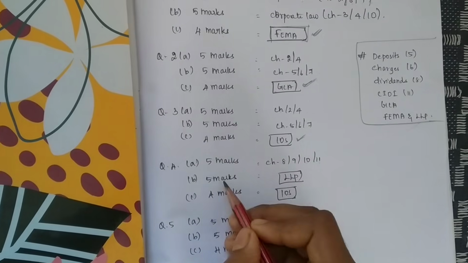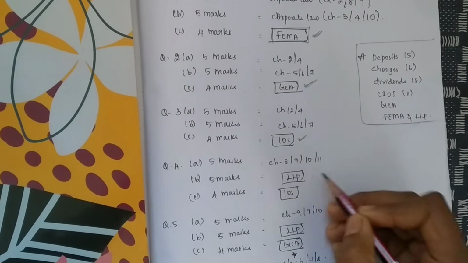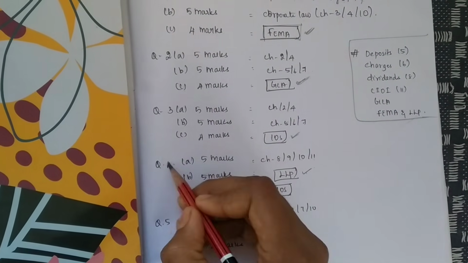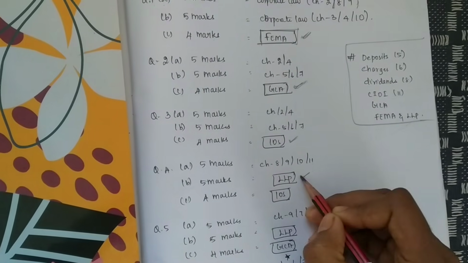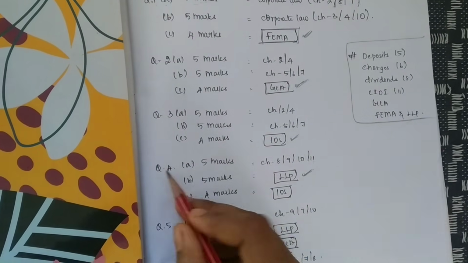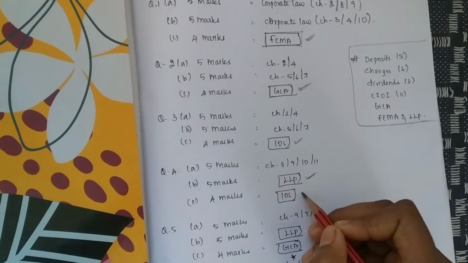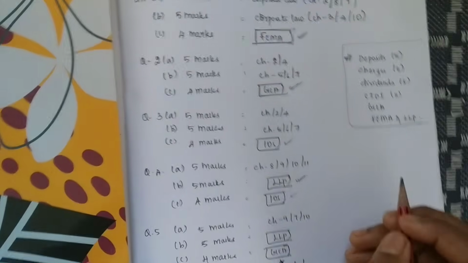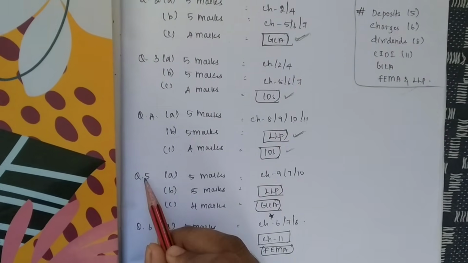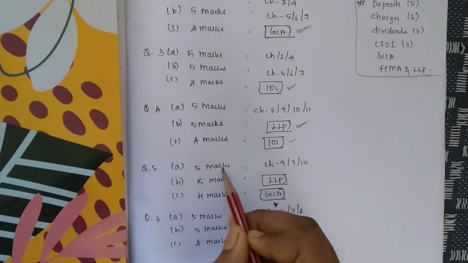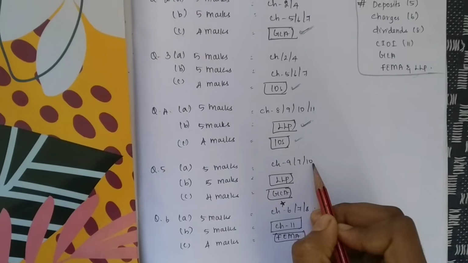And question number 4B could be the 5 marks for LLP. So it is also LLP. Always the question number 4B, which comes for LLP only. And the question number 4C would be 4 marks, which is also an interpretation of statutes. And now let us see the question number 5. Question number 5A, which comes for 5 marks, that is chapter 9, chapter 7 and chapter 10.